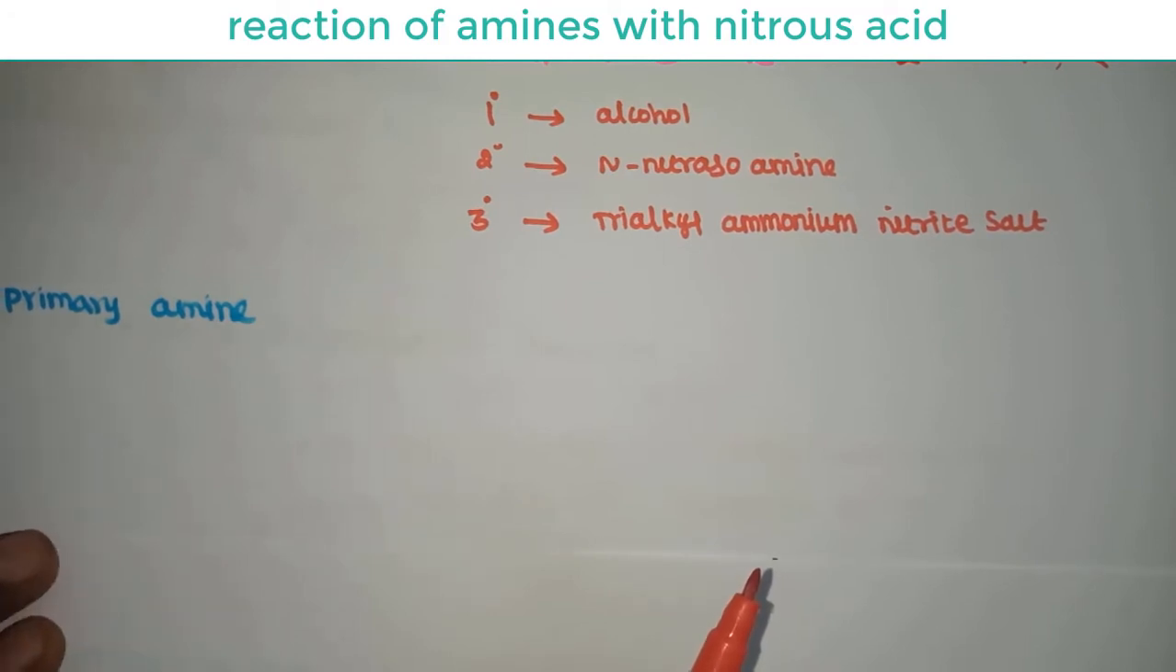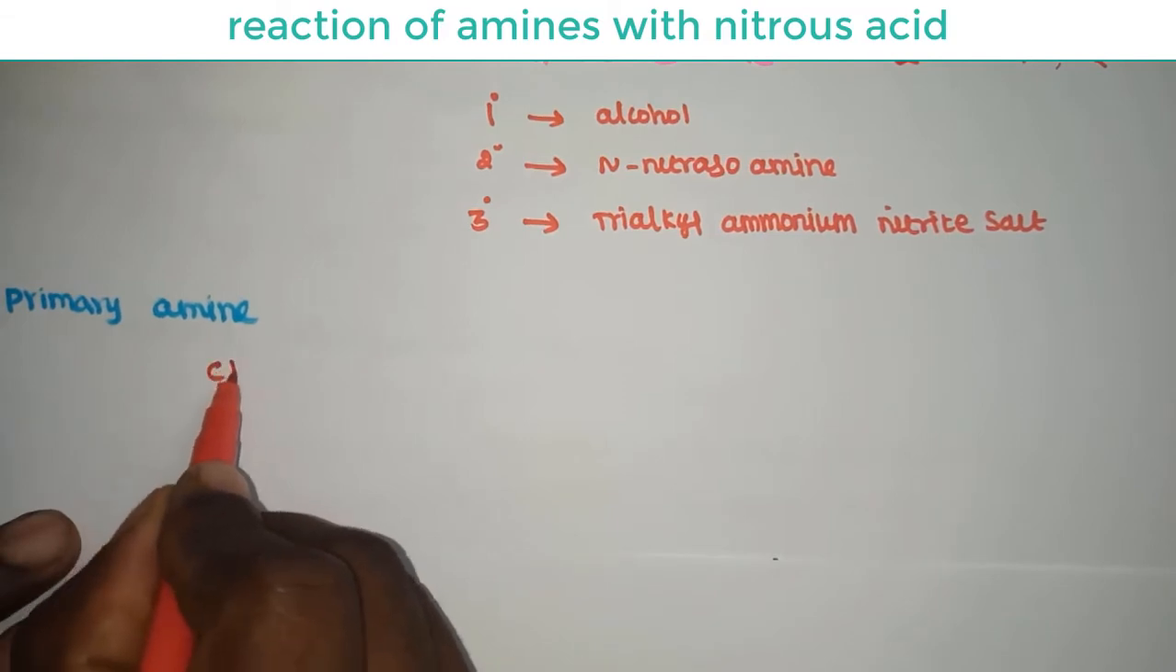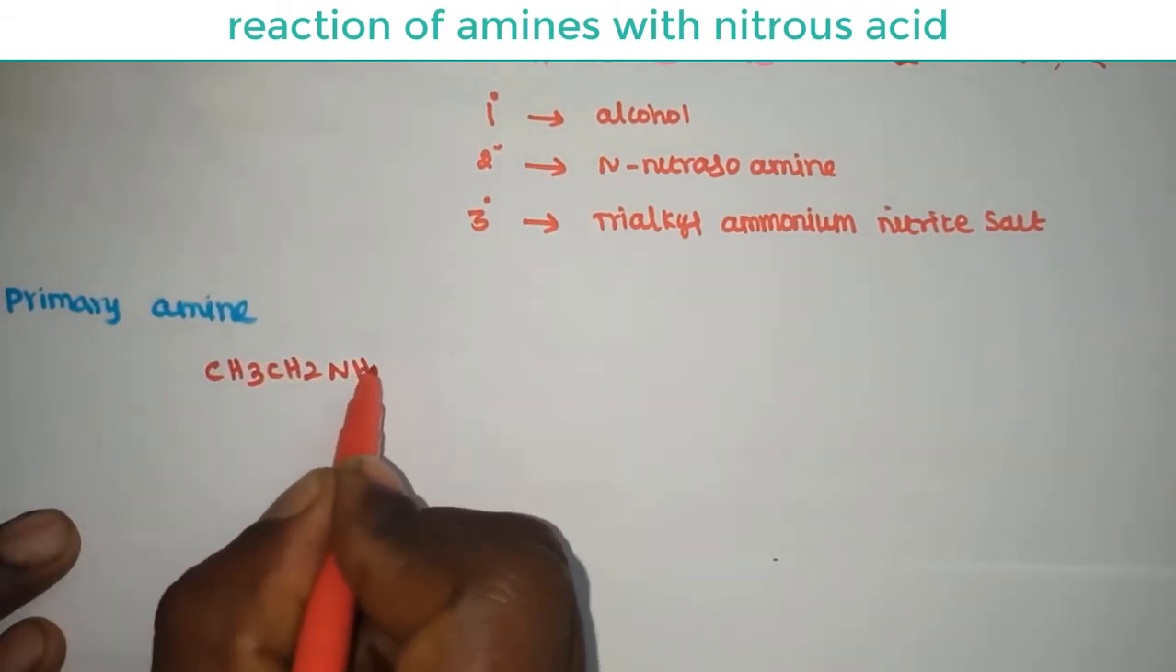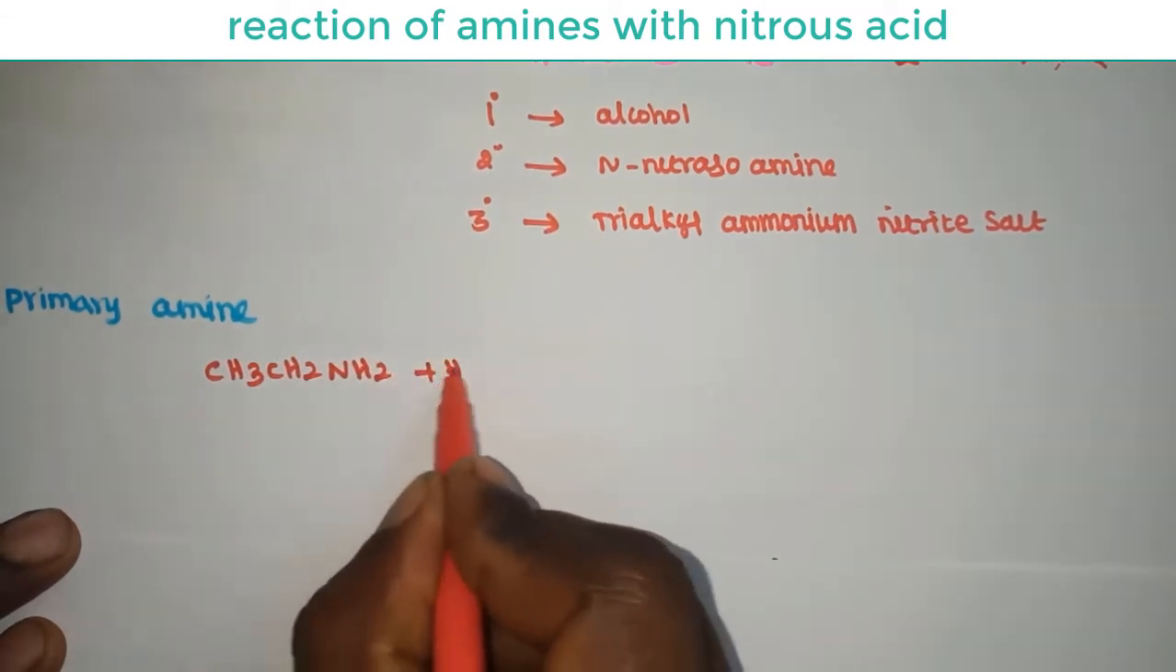First one is a primary amine reacting with nitrous acid. Example, CH3CH2NH2, ethylamine, reacts with nitrous acid, HNO2.